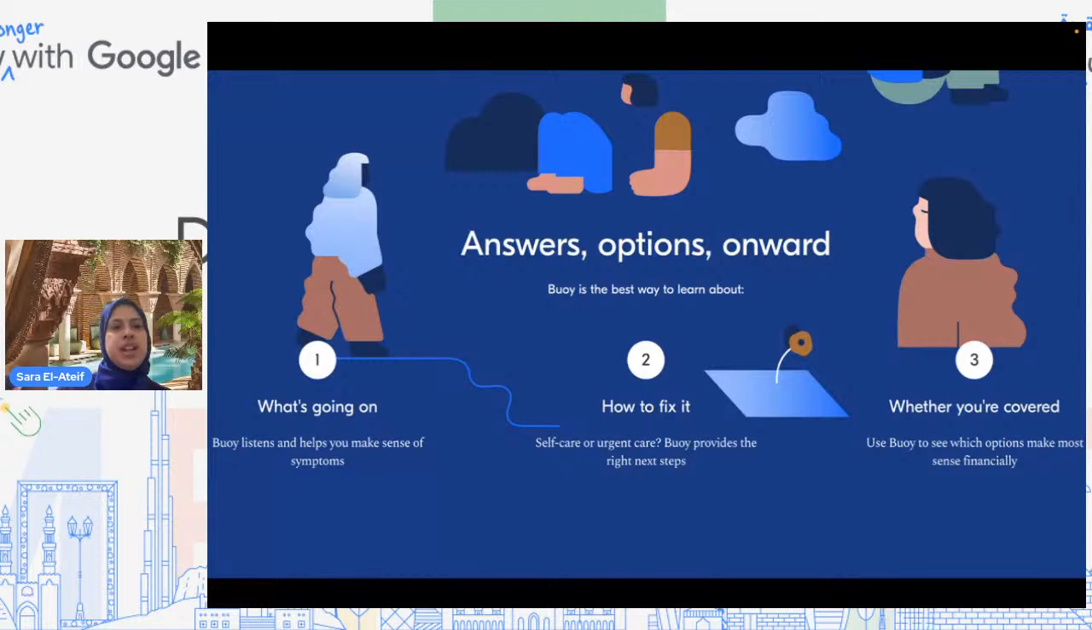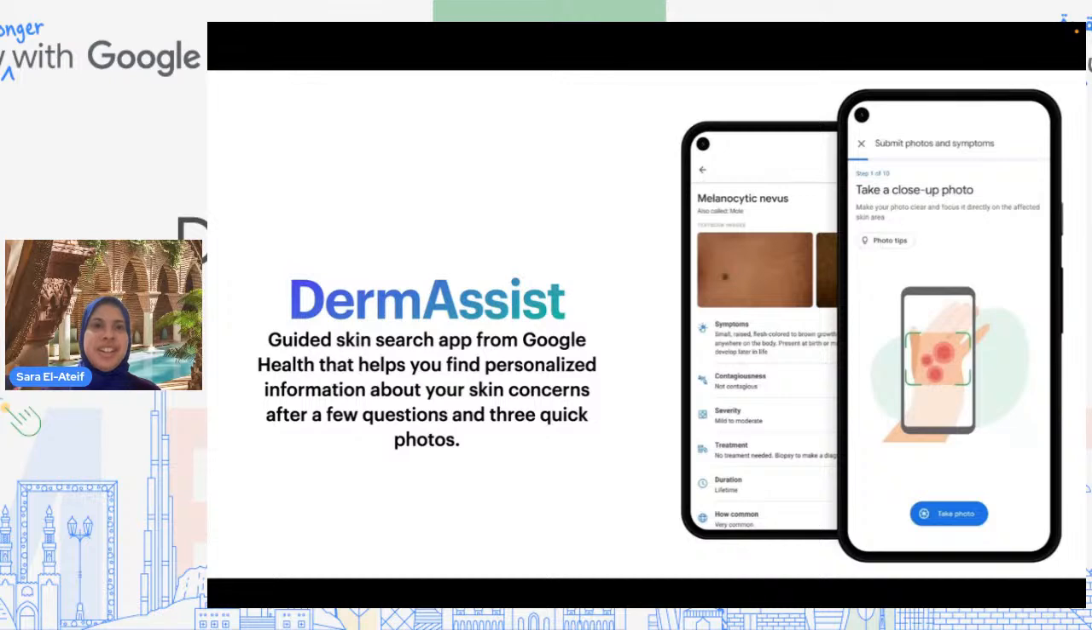So at first, they listen and help you make sense of the symptoms you have. Then they try to figure out if you can just take something quickly, or if it's something that really needs you to see a doctor. And if you need to see a doctor, like I told you, they provide you some advice, and then some people you can be referred to. And then obviously if you have insurance coverage, they can see if it's covered or not, and if there's any tip or trick for you to get it covered.